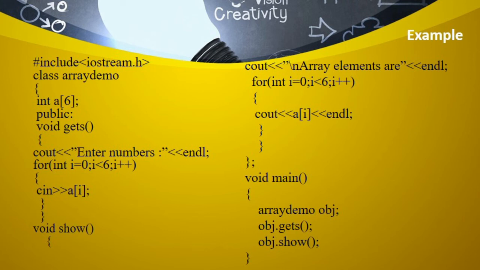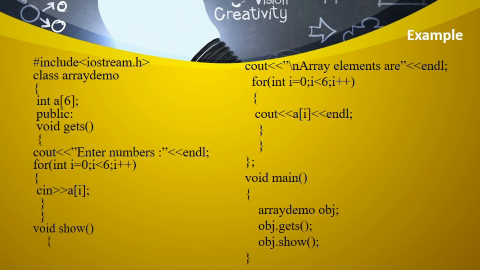Now the i value is incremented to 2. 2 less than 6, the condition is true. Again it enters the block, receives the input from the user and stores it as a[2]. Now 3 inputs are received from the user.